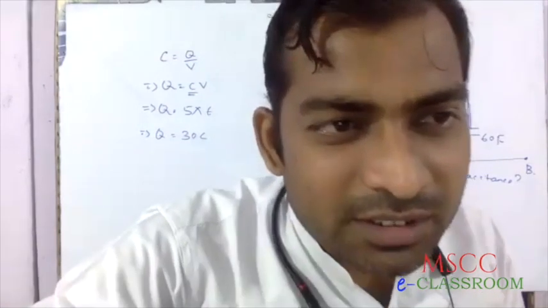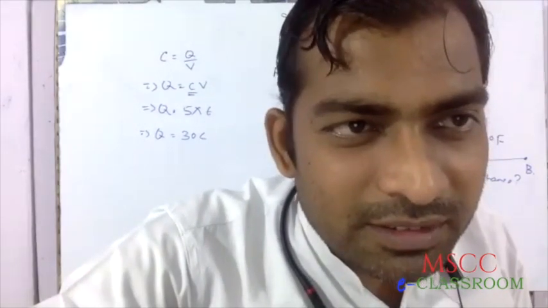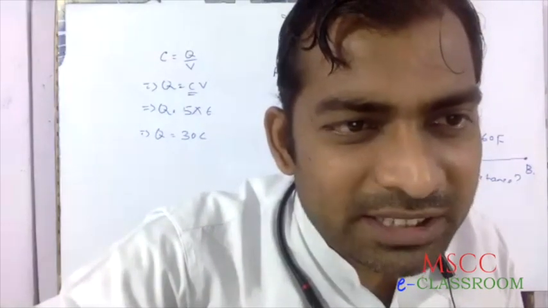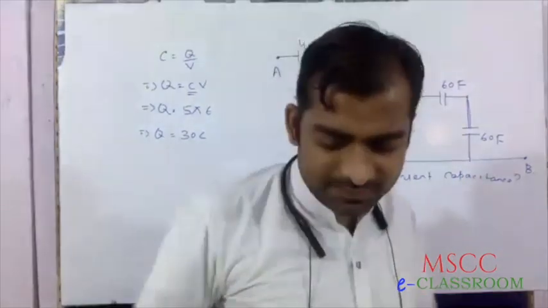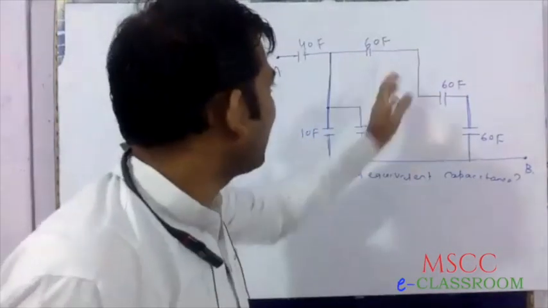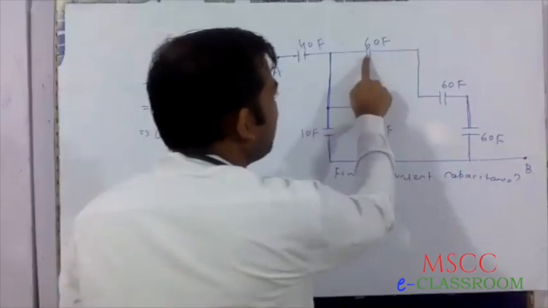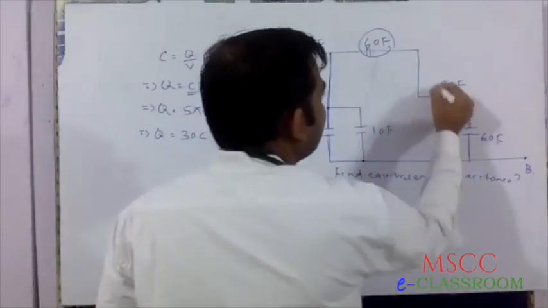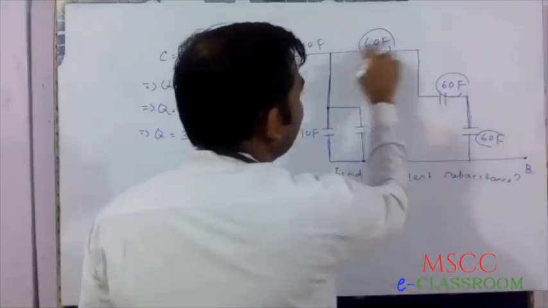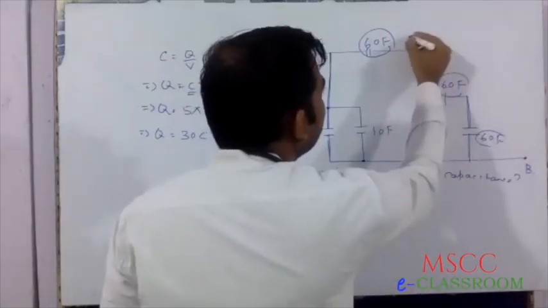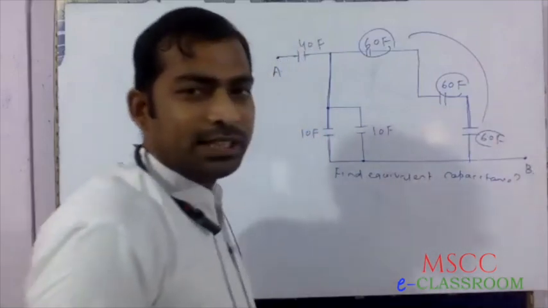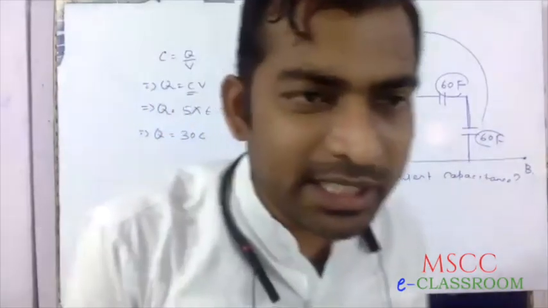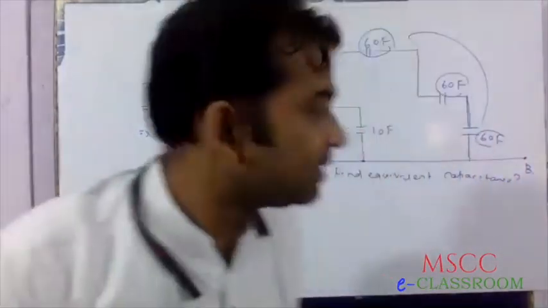Different answer. How? Not matched at all. Look at this diagram. These three, 1, 2, 3, each 60, 60, 60, are connected in series.